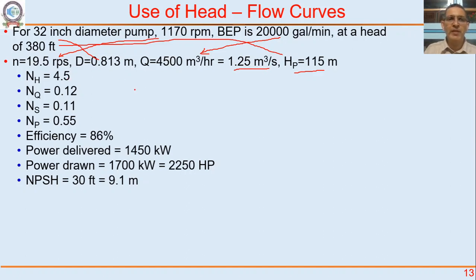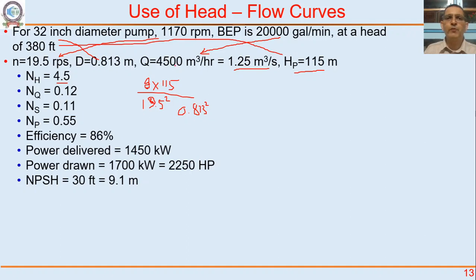Now NH would be G multiplied by H. H is 115, G divided by N square, 19.5 square. It's a dimensionless number. So take care of units. 19.5 square, N square and D square, 0.813 square. You will get NH as 4.5.